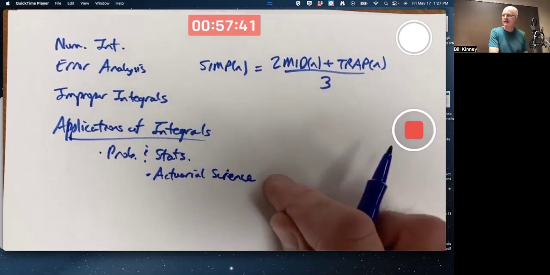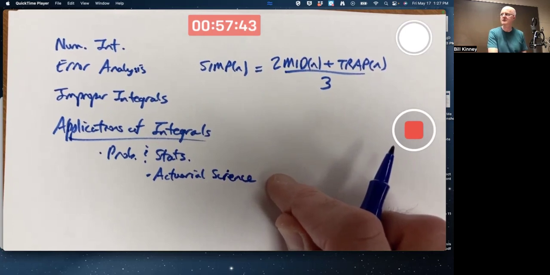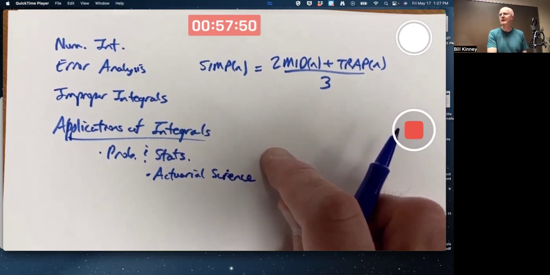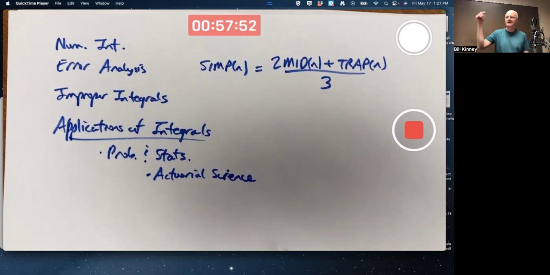I mean, hardly any Calc 2 classes do actuarial science applications. Some do prob and stats. Our book has prob and stats in it, but not as much as we did. We did normal curves. We did exponential distributions. We did uniform. We did triangular distributions. With the normal curves and exponentials, we had to use improper integrals, right?